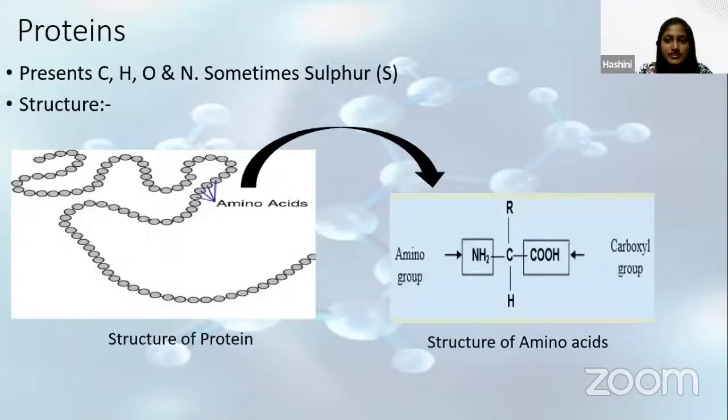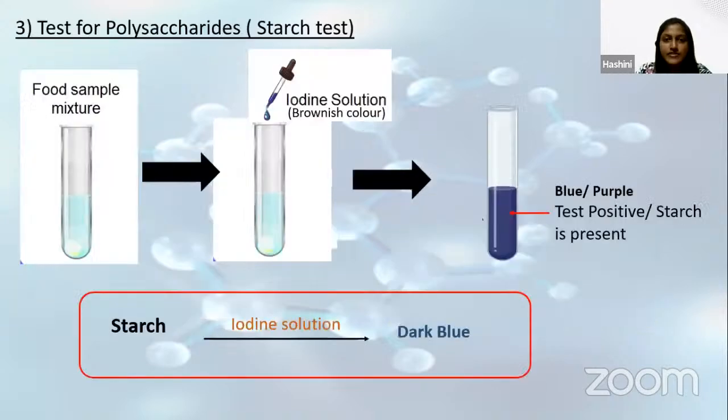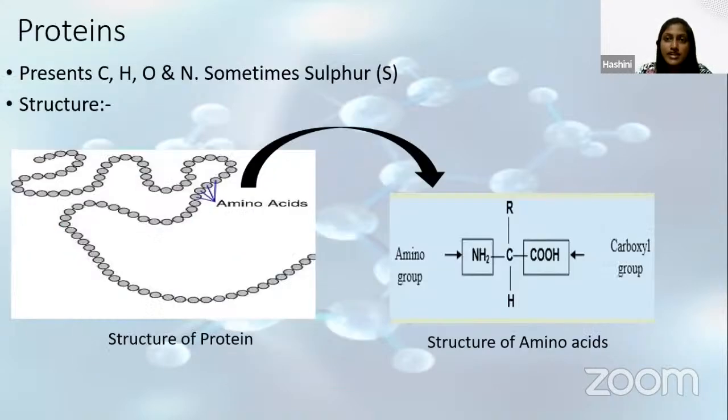So with that, we can move to the next biomolecule. What is the next biomolecule? It is protein. Okay, so far we discussed carbohydrates, right? Under that, there are 3 types of carbohydrates: monosaccharides, disaccharides, and polysaccharides.